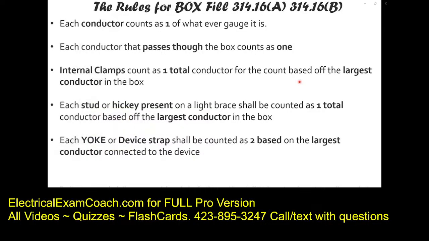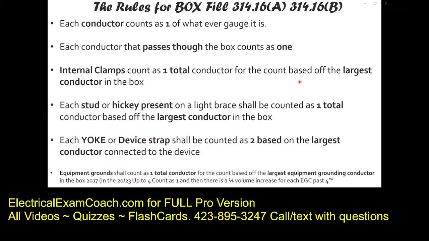Now let's deal with equipment grounding conductors. Let's deal with the 2017 first. If you are on the 2017 code, this is how you deal with equipment grounding conductors that are in the box. It's only counted as one total based off the largest conductor in the box. Meaning it doesn't matter if you have 10 equipment grounding conductors, they all only count as one for your count total, and it's based off the largest conductor that's in the box. So if I have 10s and 12s, it's only going to count as one number 10.